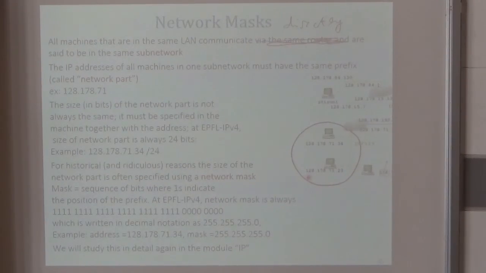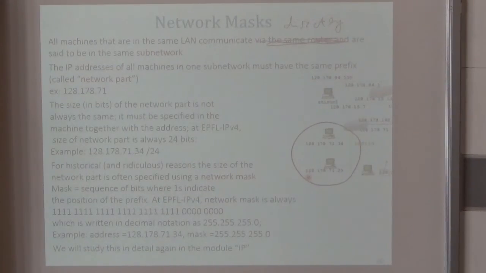At ETH it is the first 26 bits. In other places, it's the first 16 bits. So most of the time it's 24, but not always. Therefore, we need also to signal to the machine what is the size of the prefix. And this is called the subnet mask, which is explained here.